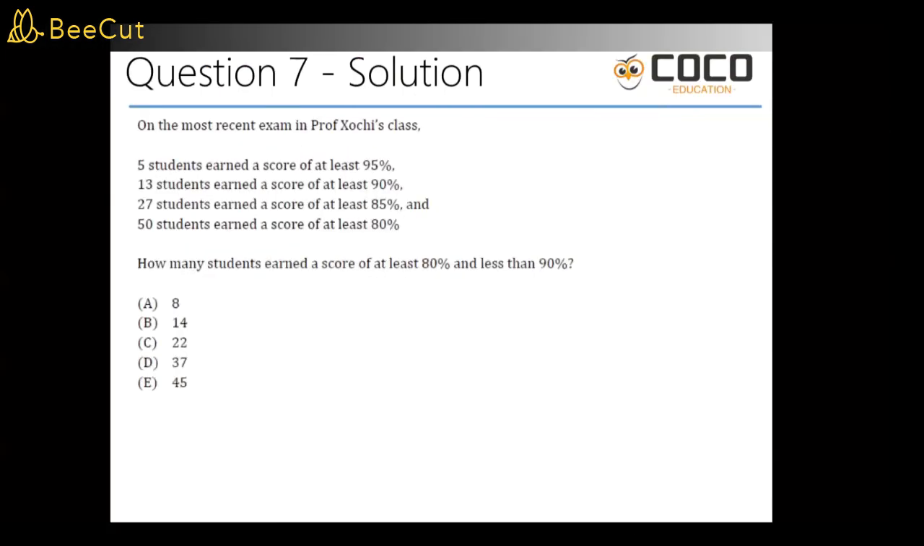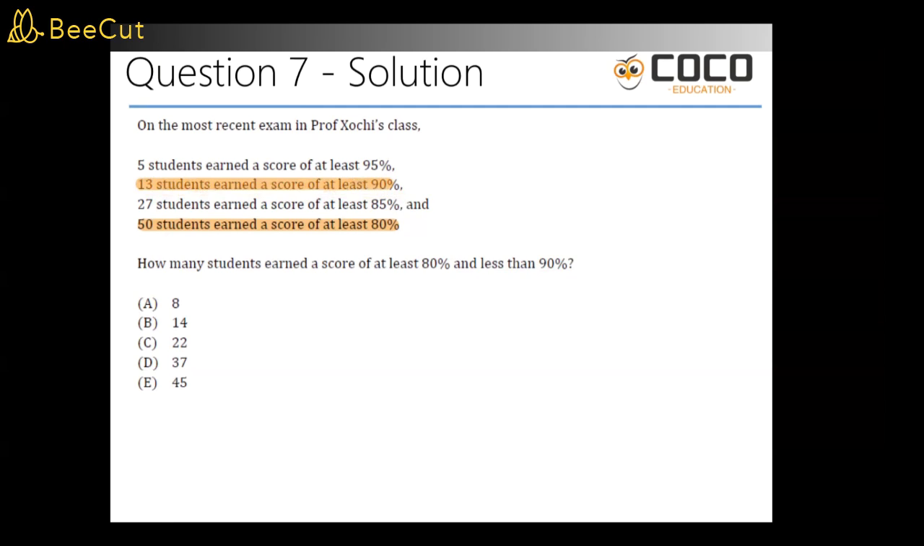Then let's move on to question 7. So how many students earn a score of at least 50%? And this will be 50 students who earn a score of at least 50%. Then we find those that are less than 90%. So those who earn 90% or more is 13 students.